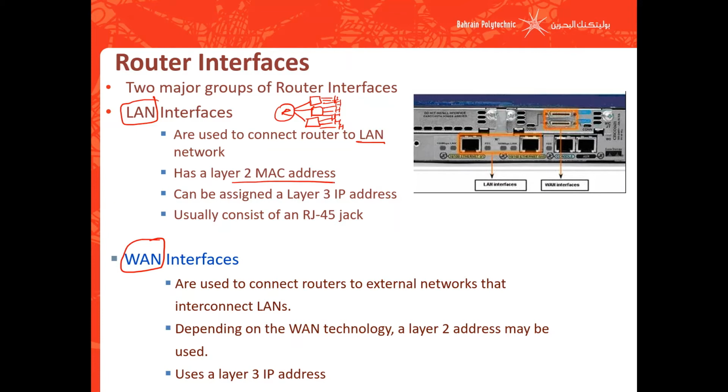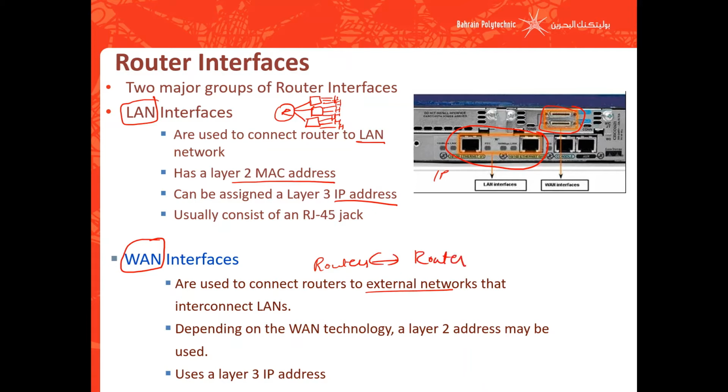Now for each of these LAN interfaces, you can assign IP addresses. So if you notice, this area is for LAN interfaces, and for each of them, you can assign an IP address and subnet mask, and you would actually plug in an Ethernet cable there to basically connect the router in that port. WAN interfaces, on the other hand, use serial cable, and they're used to connect routers to external networks, or in short, routers to routers.